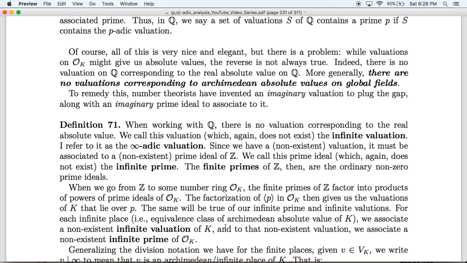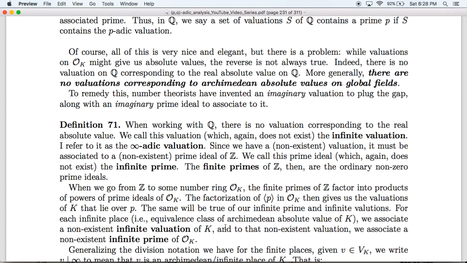So, just to give a concrete example, as we saw earlier, the number 2 is a prime number in the ordinary integers, but if we add a square root of 7, 2 is no longer a prime number, and instead we have 3 plus root 7 and 3 minus root 7 as the two primes that lie on top of it.